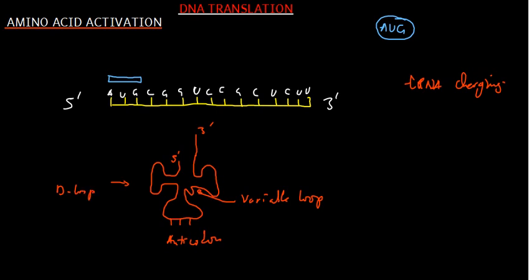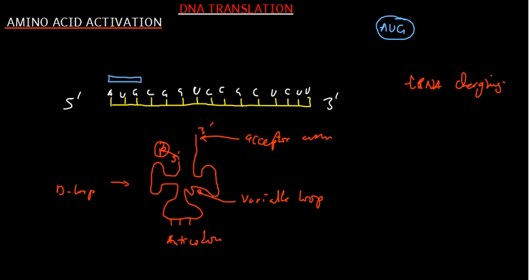All right. And then we have got this portion which accepts. This is the portion where amino acids are going to attach. And so it is called the acceptor arm. So at the far end of the 5' end, we have got also a phosphate group there. All right. So this is a simple representation of tRNA.